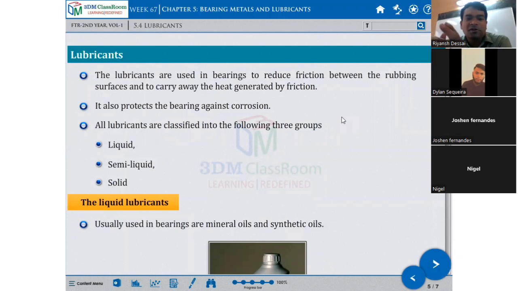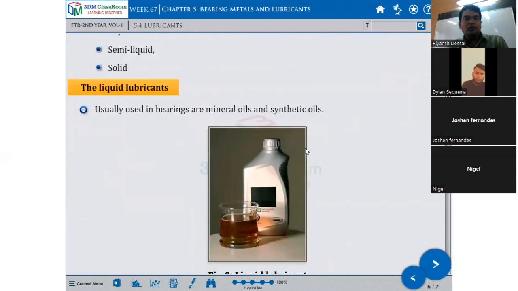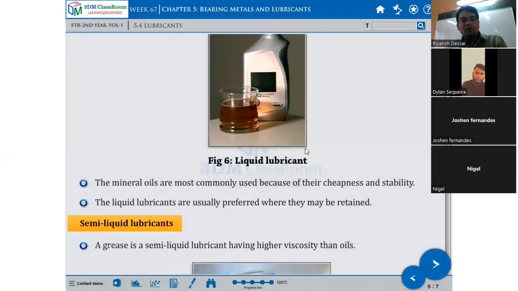All lubricants are classified into the following groups, which we already discussed: liquid, semi-liquid, and solid. The liquid lubricants usually used in bearings are mineral oils and synthetic oils. Mineral oils are most commonly used because of their cheapness and stability. These mineral oils are petroleum products available in the industry. They remain stable at any temperature required in weather conditions. Liquid lubricants are usually preferred where they may be retained.